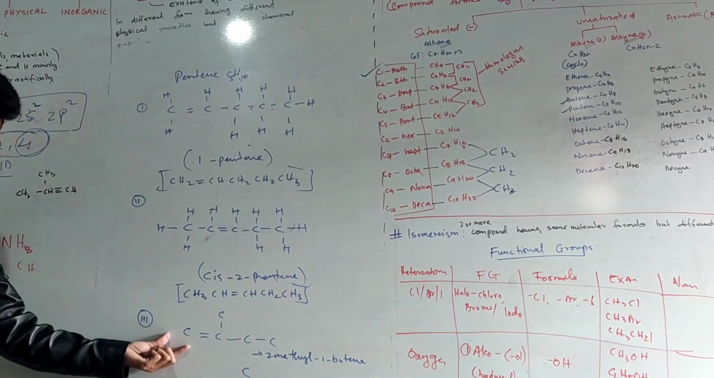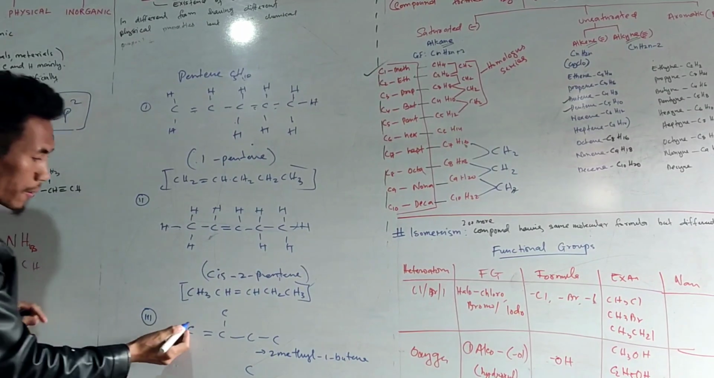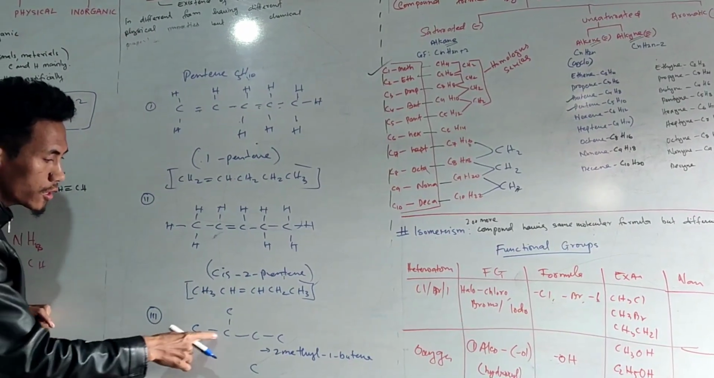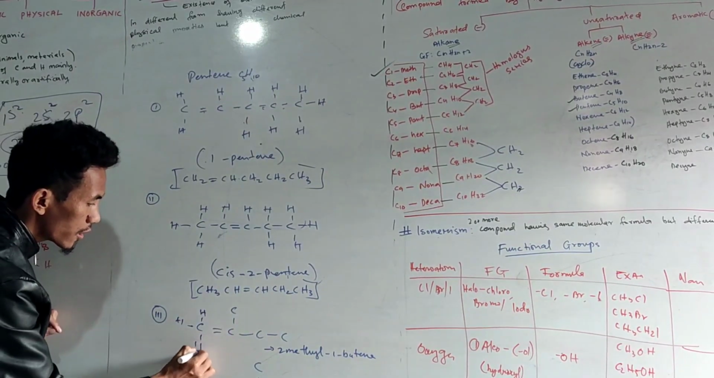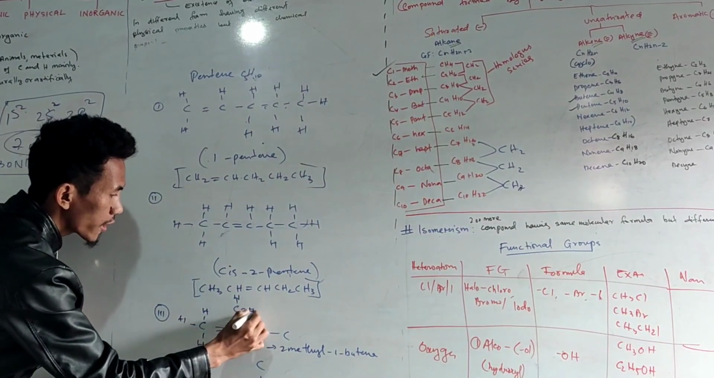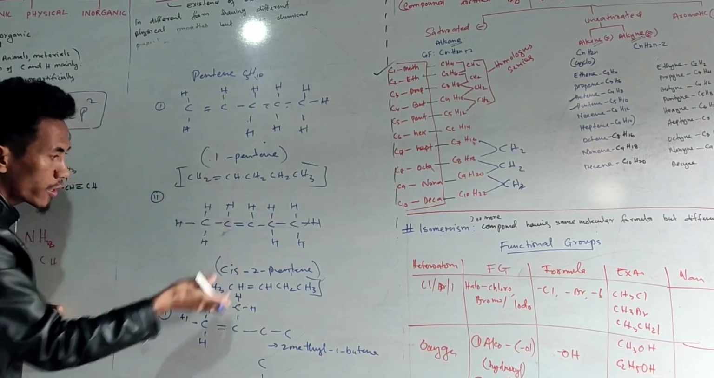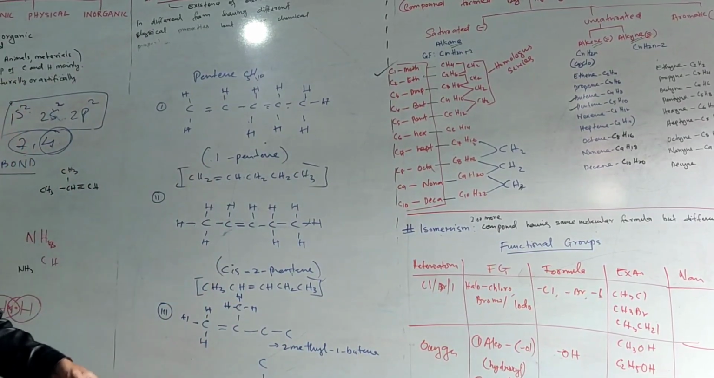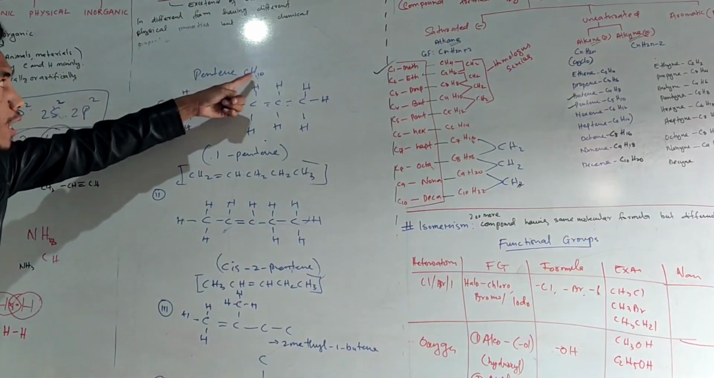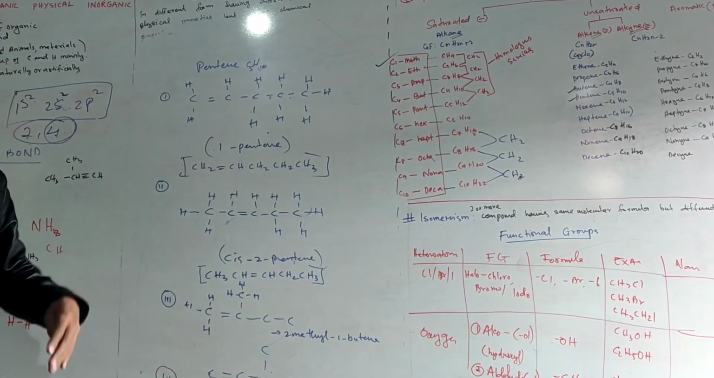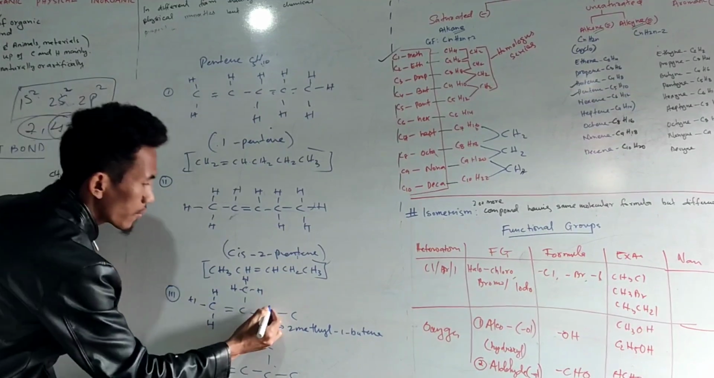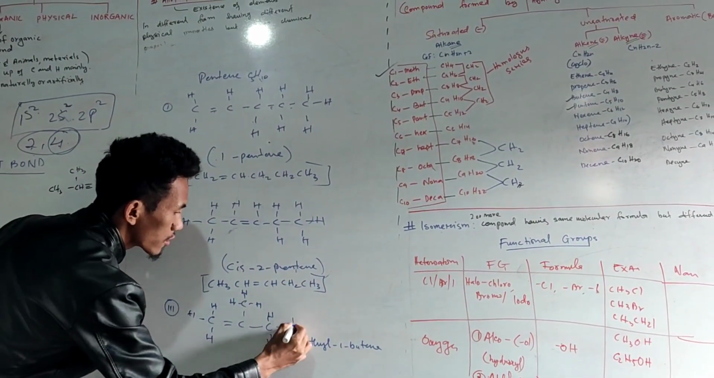Now moving to the third one, pentene can also be written like this: C double bond C C. Okay, we can include H. If you include H, you will get H10 like this one, but the structures are different. Having the same chemical formula but different structure, they are isomers, isomerism.